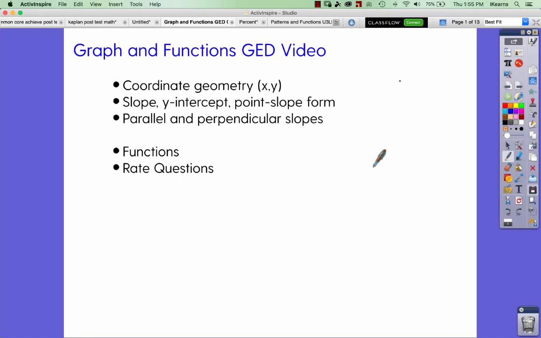Here is a video that has some GED questions that pertain to graphs and functions. In this video, you'll see some questions that have to do with coordinate geometry, slope, slope-intercept form, point-slope form, and parallel and perpendicular lines. So all these have to do with graphing. And then as a separate thing, we have functions and rate questions. These questions come from GED, and you will see very similar ones on the GED.